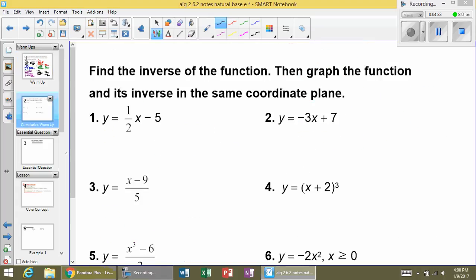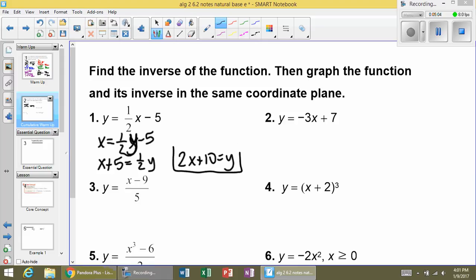Right, so there's the first warm-up. Our second warm-up is to find the inverse of a function. So remember, to find the inverse of a function, you first had to switch the x's and y's. So this is going to say x equals 1/2 y minus 5. And now you solve for y. So we're going to add 5, and we are going to multiply by 2 to get rid of the 1/2. So we'll have 2x plus 10 equals y, and that is our inverse function.